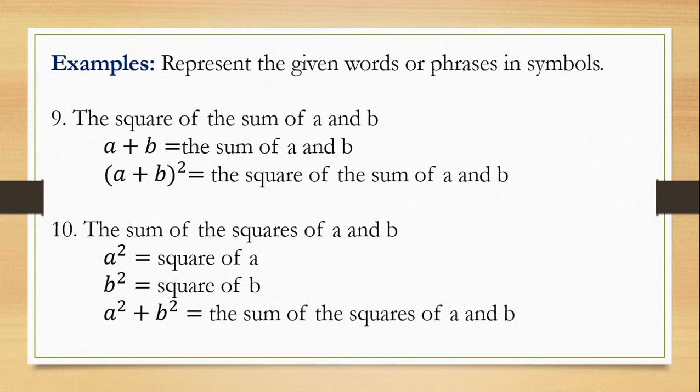Next, the sum of squares of a and b. It means a squared will be the square of a, and b squared will be the square of b. And then a squared plus b squared is the sum of the squares of a and b.